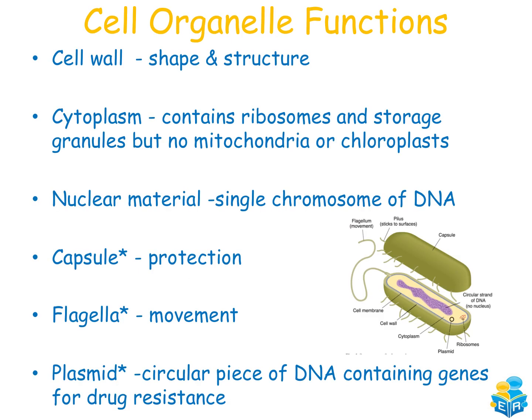Now, a couple of the different functions of each of the organelles. We have our cell wall, very similar structure to plant cells. That's responsible for the shape and structure of the cell. We have our cytoplasm, that contains the ribosomes and storage granules, but there's no mitochondria or chloroplast, because remember, they're prokaryotic, they don't have membrane-bound organelles. We have nuclear material, so we have a single chromosome of DNA. We have our capsule, which is outside, that's used for protection. We have the flagella, there could be one or more of them, they're responsible for movement. And then we have our plasmid, which is a circular piece of DNA, and that contains the genes for drug resistance. So if antibiotic resistance was to develop within bacteria, it's the plasmid that's responsible for that.